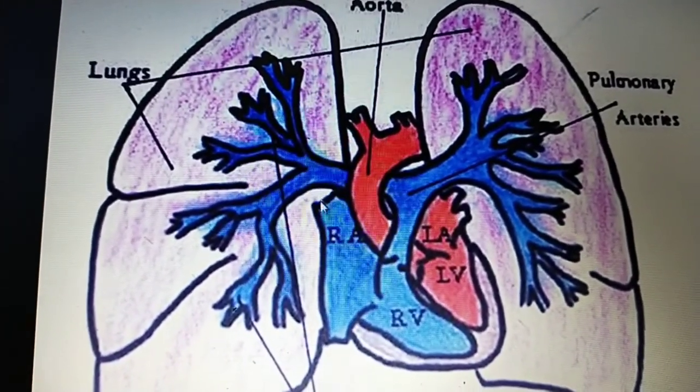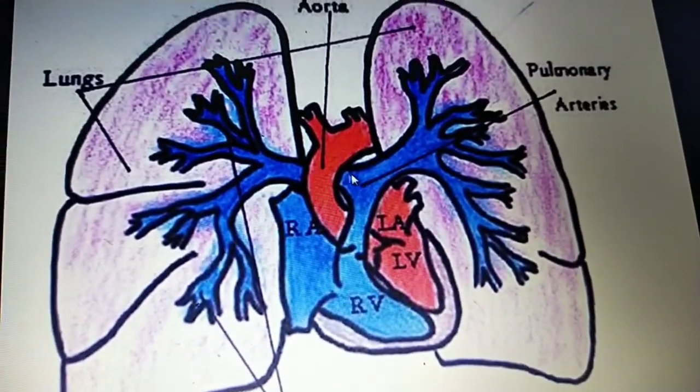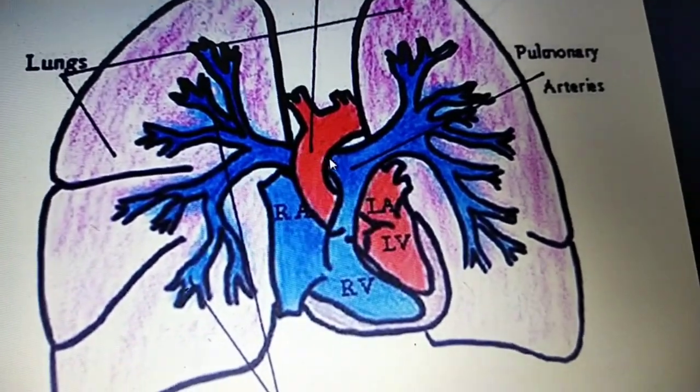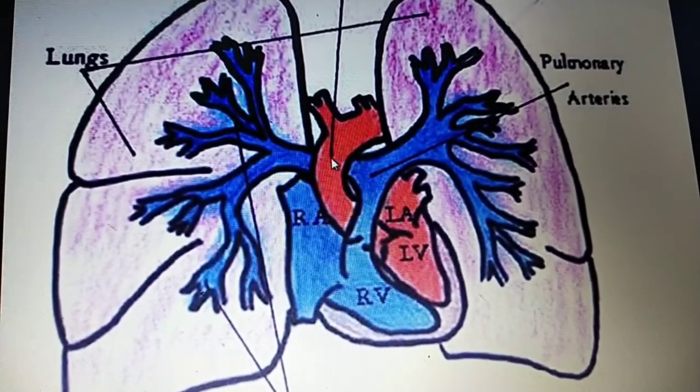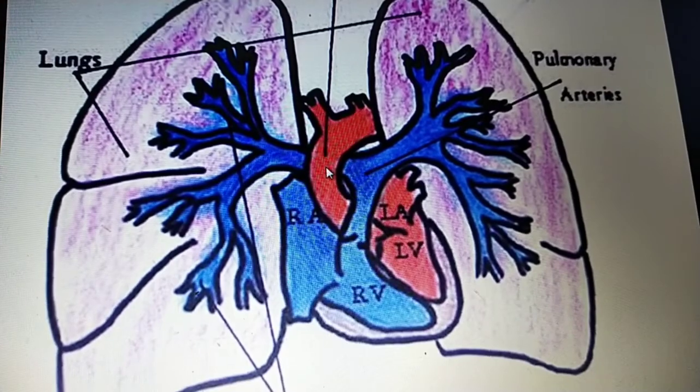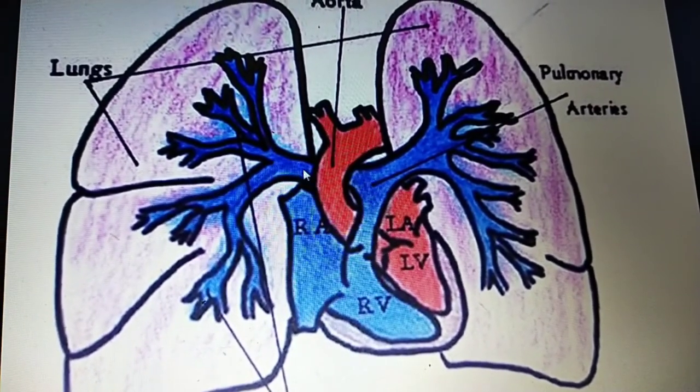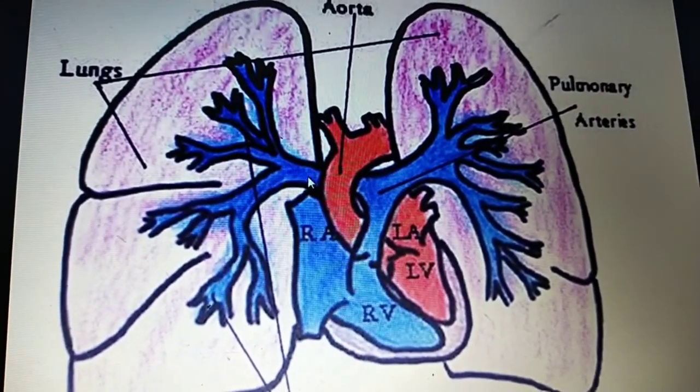Here you can see the right pulmonary artery. It passes behind the ascending aorta. This is the ascending aorta, behind the ascending aorta and superior vena cava.